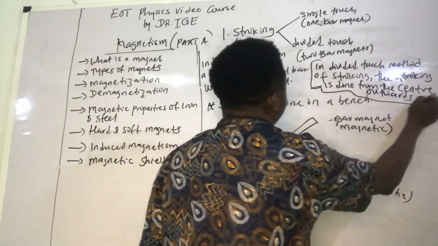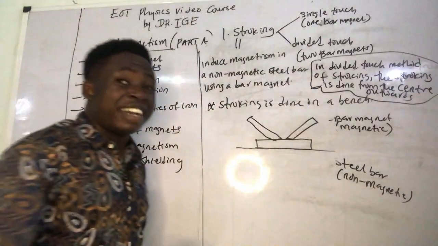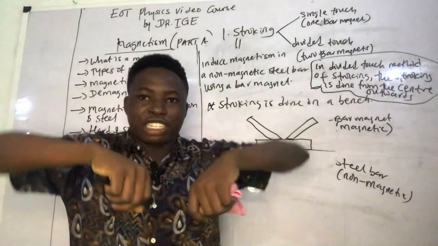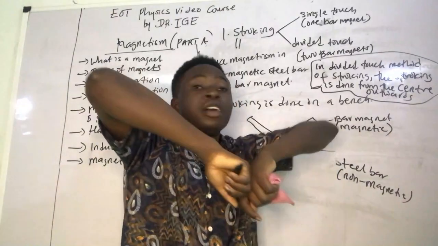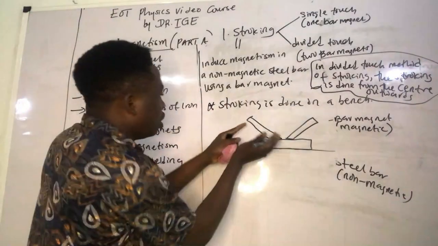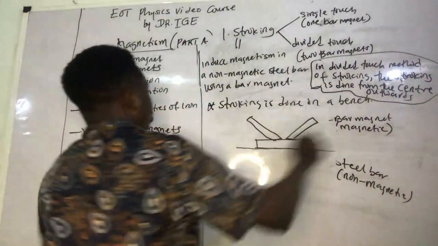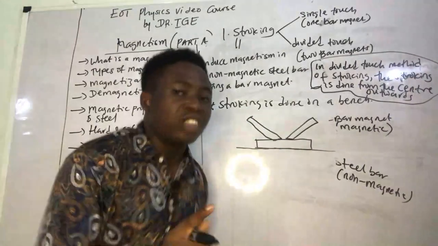I'm just underlining this for you. Please have it in mind. In divided touch, what you do is, for example, both of my hands now are like bar magnets. You stroke away from the center. This one you draw towards this way, and this one you draw the other way. So remember, please take notes.